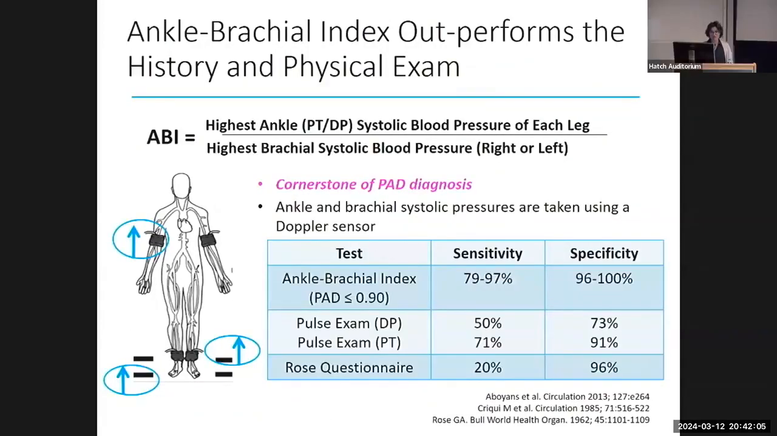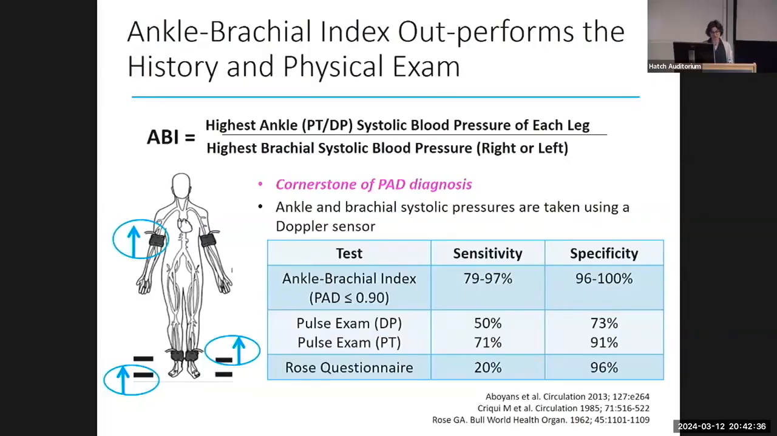So how do we determine whether or not a patient's limb is getting enough perfusion overall, taking into account all this collateral flow? Well, the ankle brachial index is the cornerstone of diagnosis for PAD because it's going to tell you about the overall perfusion to the foot, since it takes into account all that collateral flow. And the way that we calculate that is we take the highest ankle systolic pressure between the dorsalis pedis or posterior tibial over the highest brachial pressure between the right or left arm.